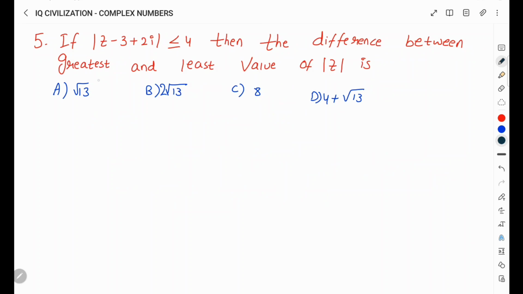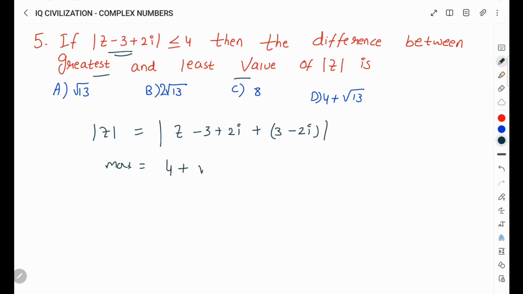See again, the difference between the greatest and least value. Same again, |z|. I'll write this in this form: |z - 3 + 2i| + |3 - 2i|. Okay, so what is the maximum value? 4 plus root 13. How did I get this root 13? By using the mod values: |a² + b²|, 3 squared is 9, 2 squared is 4, so 13. So this value I got is 13. So this is for the maximum value.